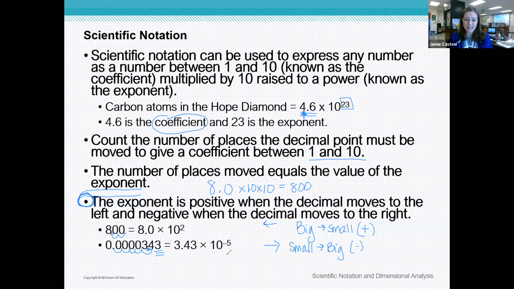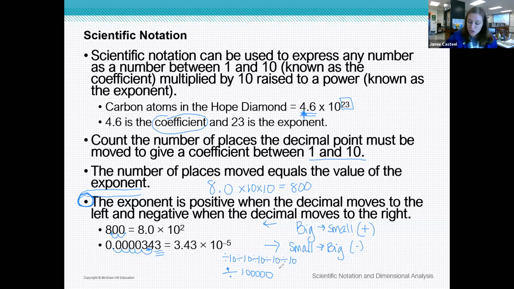Okay, negative 5th. And really what you're doing here is when I say times 10 to the negative, I'm going to divide by 10 each time. Oh boy, this was a mistake. There we go. 1, 2, 3, 4, 5. So it's going to be 3.43 divided by 10, divided by 10, divided by 10. Or you're going to divide by 1, 2, 3, 4, 5. That's an easier way to think of it. Don't stress over that. Can you move the decimal? And can you figure out your exponent? That's the question.